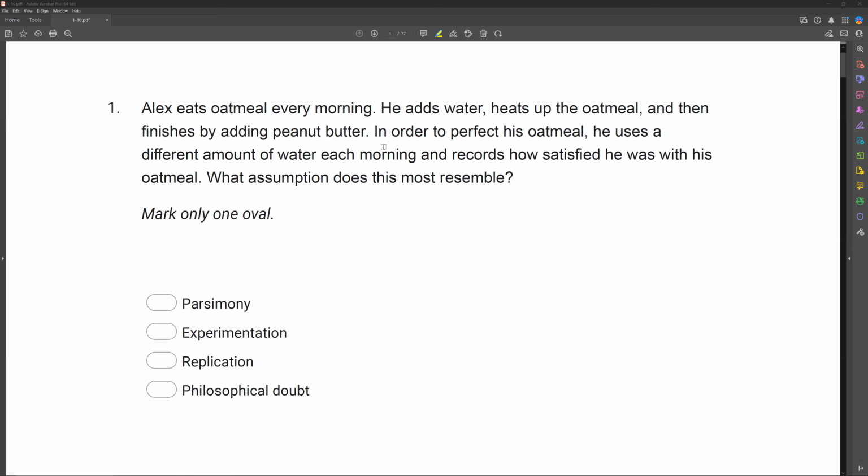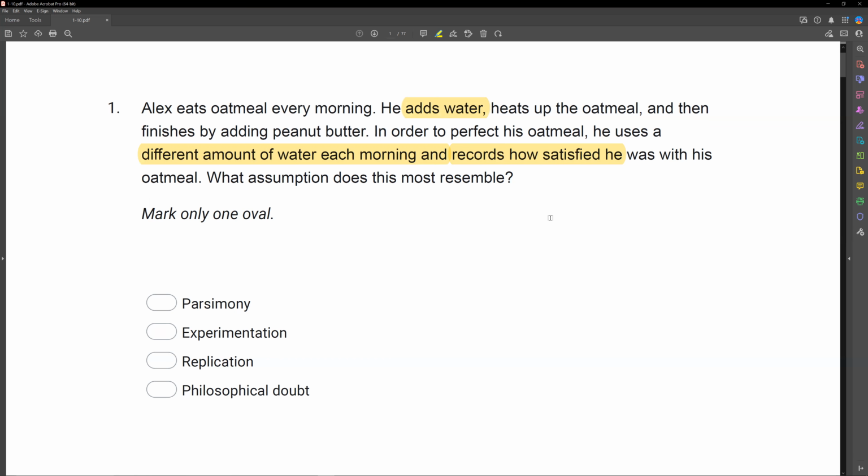All right, we're talking about our philosophical assumptions. Okay, not to be confused with the dimensions of ABA. It's a common mistake. So let's think about our assumptions and think about what Alex is doing. He's eating oatmeal. He's adding water, heats up the oatmeal, finishes by adding peanut butter. He wants to perfect his oatmeal, so he uses a different amount of water each morning and records how satisfied he was with his oatmeal.